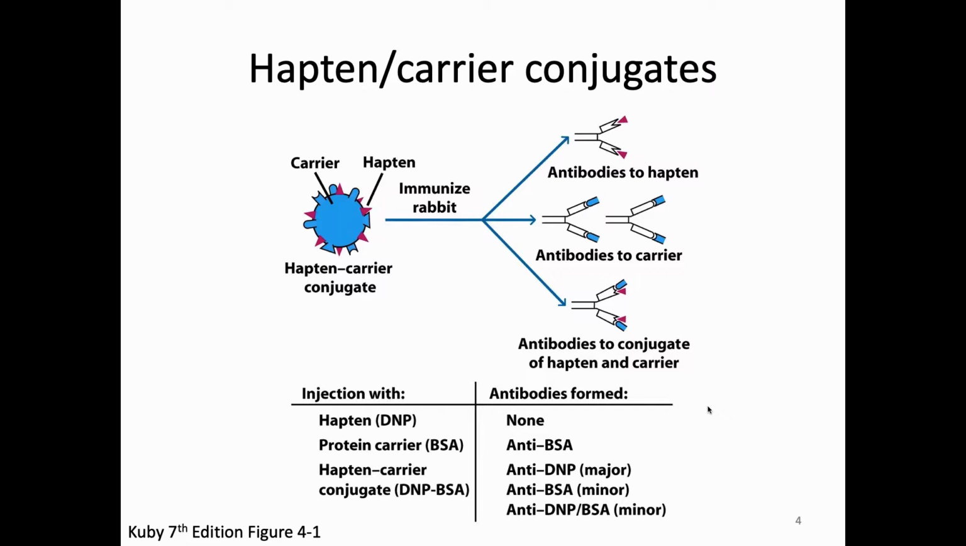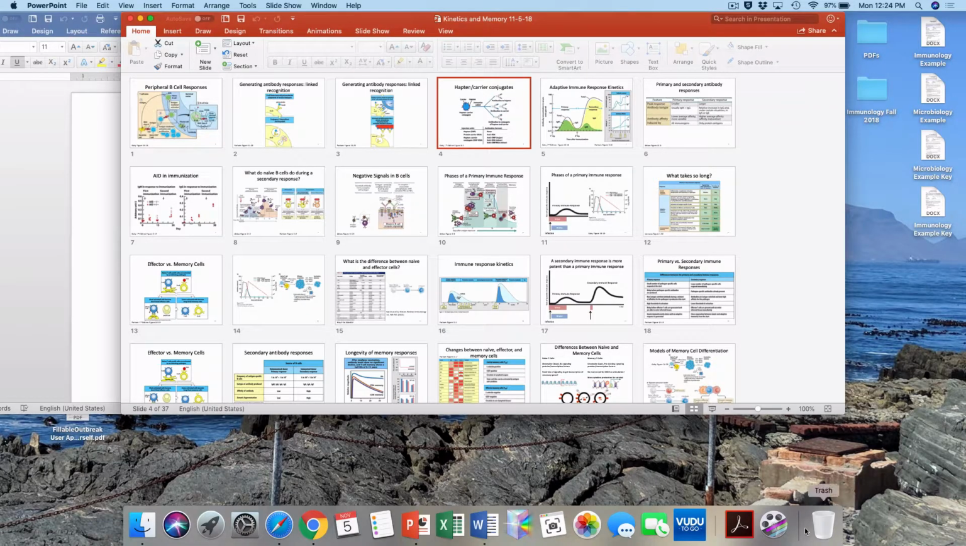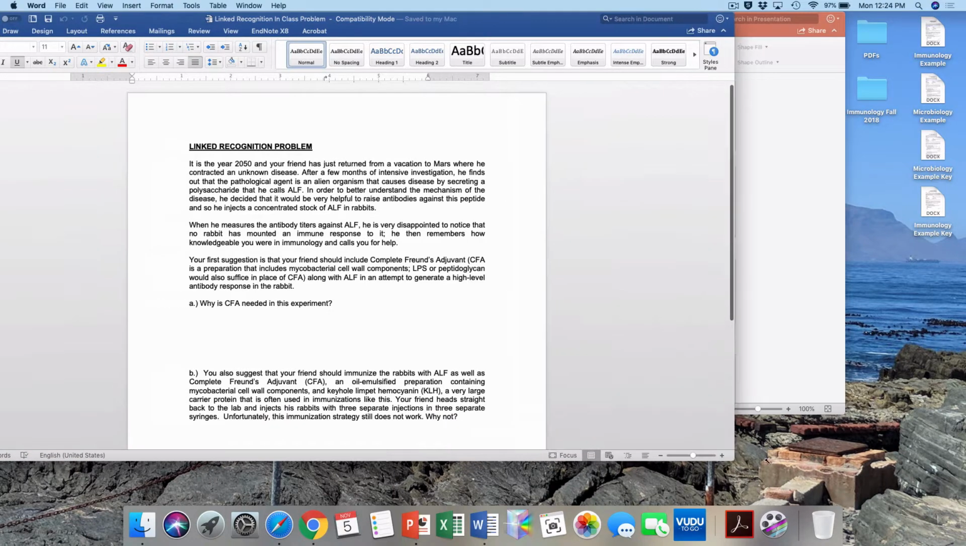Okay, so now I want us to look at this problem. And this is an old problem I gave out in the past, talking about this exact issue. And you feel like you understand things right now, and you're going to look at this problem and be like, huh? So that's why we're going to talk through it.